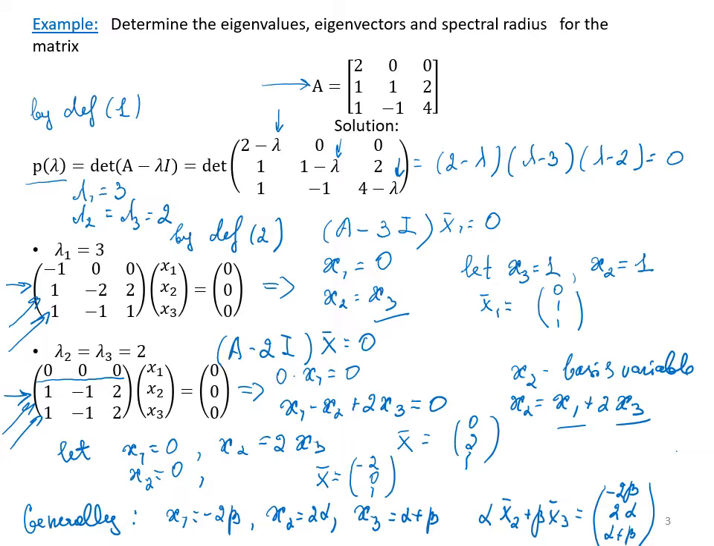Finally, by definition 3 from the previous slide, the spectral radius of our matrix A is the maximum of the absolute value of lambda. In our case, we have the maximum between 2 and 3. It's 3. So the example is solved.